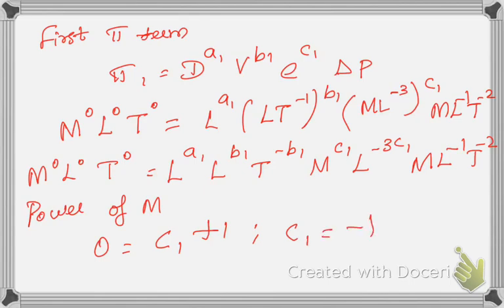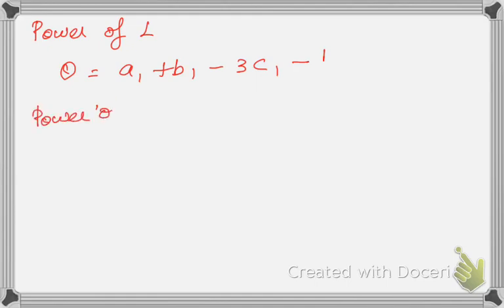Next I am going to take the power of L. So 0 is equal to A1 plus B1 minus 3C1 minus 1. Only the C1 value is known to me. I don't know this B1. So what I am doing is taking the power of T. I have 0 is equal to minus B1 minus 2. So B1 is equal to minus 2. Okay. So now I can substitute the values of B1 and C1 and get the A1 value.